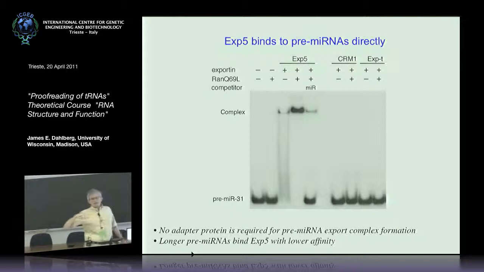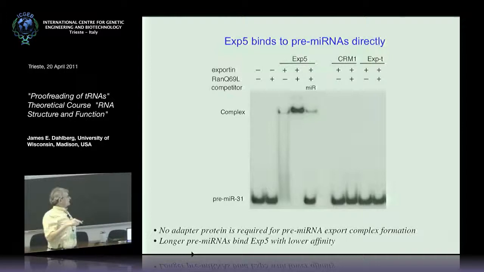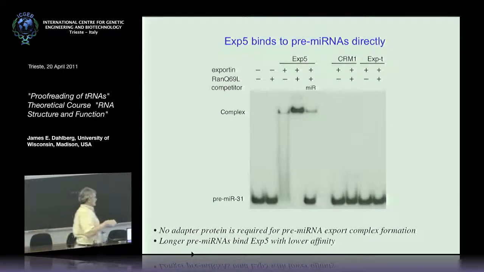The interaction between the pre-miR and exportin 5 is direct. We have, as I said, recombinant exportin 5, and we can mix that with the pre-miR in the presence of Ran GTP and do a gel shift, where the complex is retarded on a gel because it's larger. The radioactivity is in the pre-miR 31, and when it binds to exportin 5, it migrates more slowly on the gel, and you can see that's the case, and it binds directly. We didn't add anything other than the RNA and the exportin 5. So it's a direct interaction.